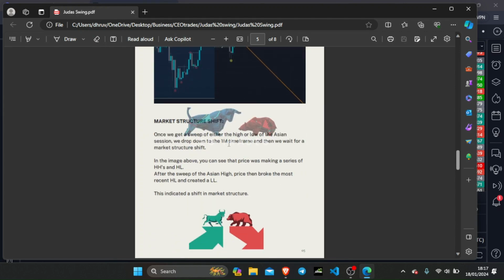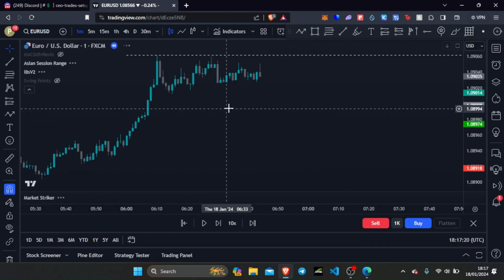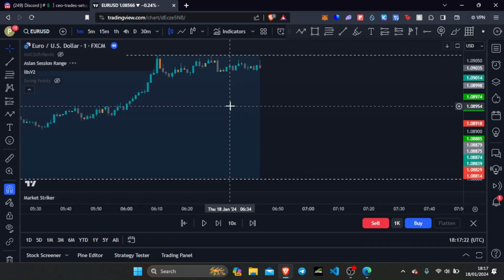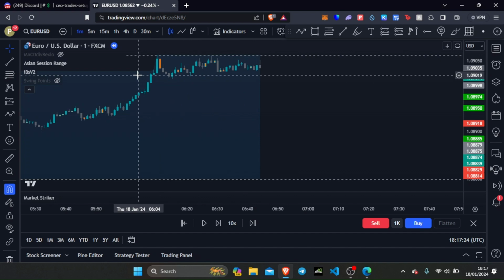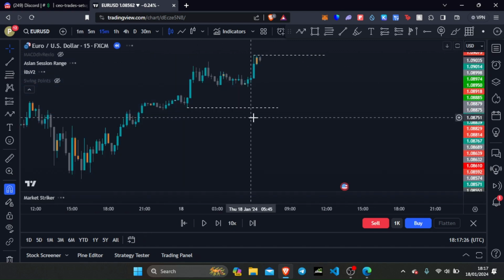So now that we've marked out our Asia high and low, now we move on to the next step, which is going to be a market structure shift. So we wait for a sweep, and then we wait for a market structure shift on the 1 minute time frame. So next thing we have to do is drop down to the 1 minute, and now we wait for a market structure shift.